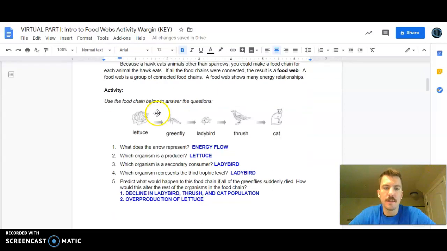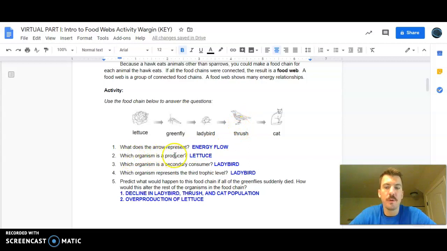The activity starts with not a food web, but a food chain. And what we can see here is a linear pattern. All right, we have everything in one line. What does the arrow represent? Each arrow represents a flow of energy. So the green fly gets its energy from lettuce. So the energy stored in the lettuce is transferred to the green fly and onward until we get to our apex predator, the cat, who obtains its energy from this thrush bird.